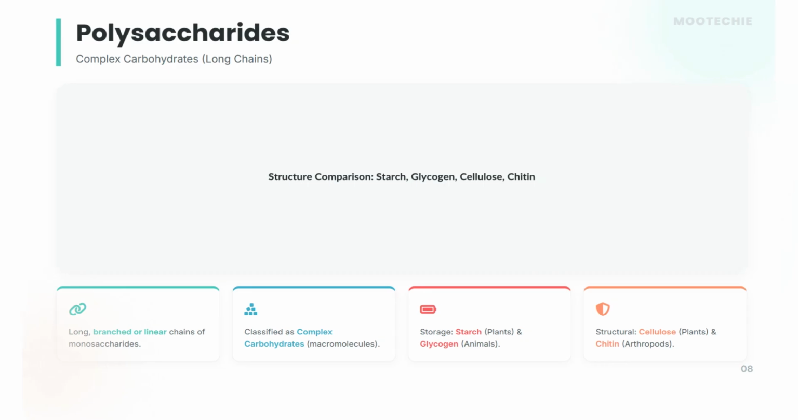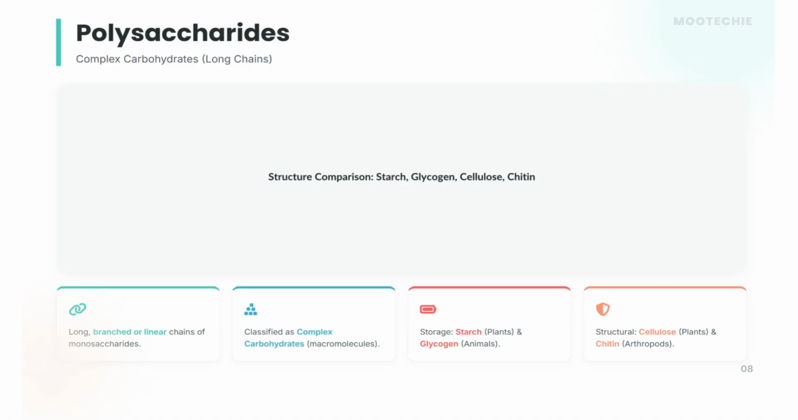Let us now look at polysaccharides. These are the complex carbohydrates, consisting of long chains of monosaccharides. They can form long, branched, or linear chains. They are classified as complex carbohydrates, which are macromolecules. Some, like starch in plants and glycogen in animals, are used for energy storage. Others, like cellulose in plants and chitin in arthropods like insects, provide structural support.